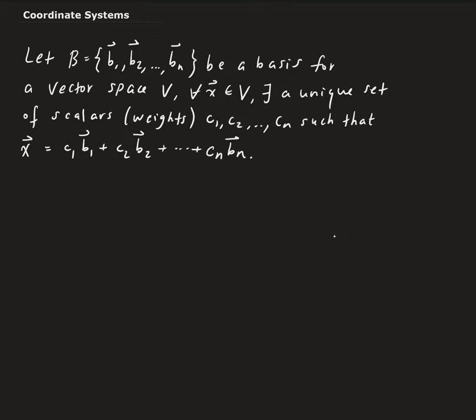If we have a set of vectors B, and we assume that those vectors form a basis for the vector space V, then for any x that belongs to that vector space, there is a unique set of scalars, sometimes called weights, such that x can be written as a linear combination of those vectors along with those weights. This is a very important concept. We're going to use this later when we convert from a standard basis to a non-standard basis and vice versa.